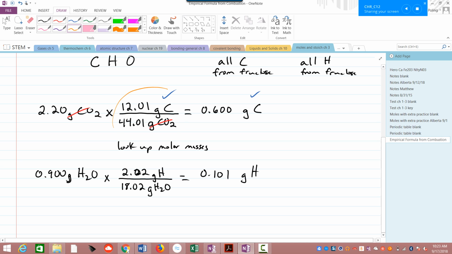And now look at doing this. Do you see that? It's essentially doing the percent composition. You know, part over whole. We're just not putting it in the percent, we're just using it as the ratio.